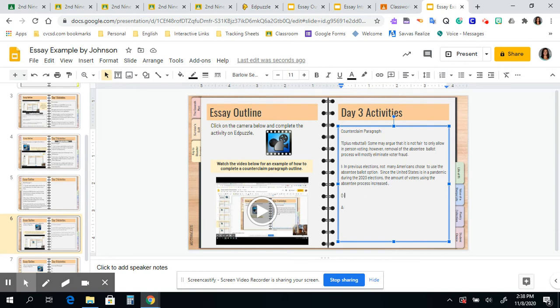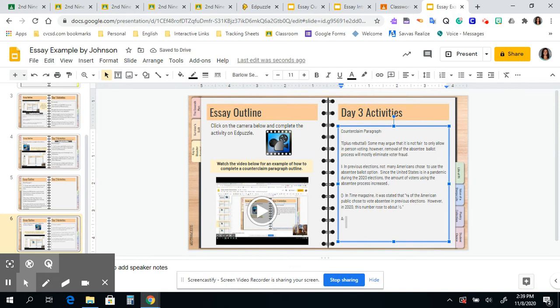So this is where that according to or found in would go. So that is what I'm going to add. So I put in Time magazine, it was stated that 1/3 of the American public chose to vote absentee in previous elections. However, in 2020, this number rose to about half.